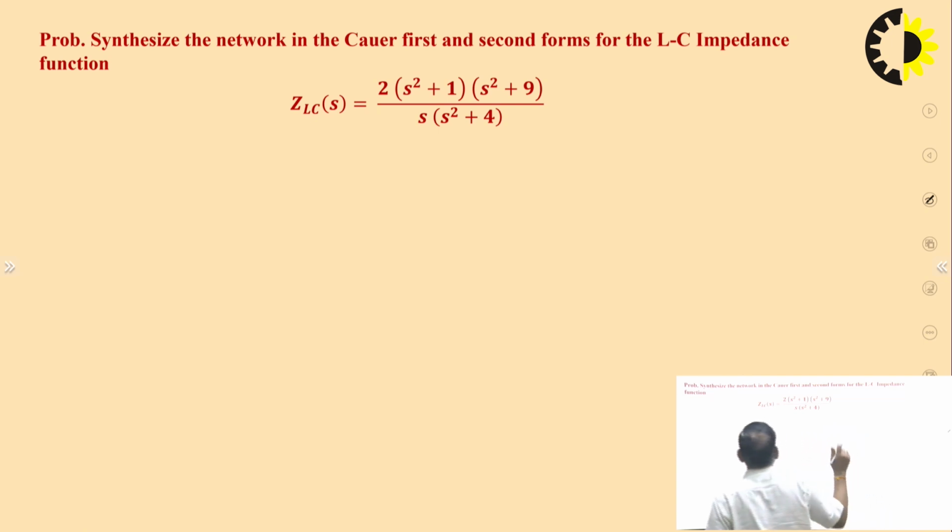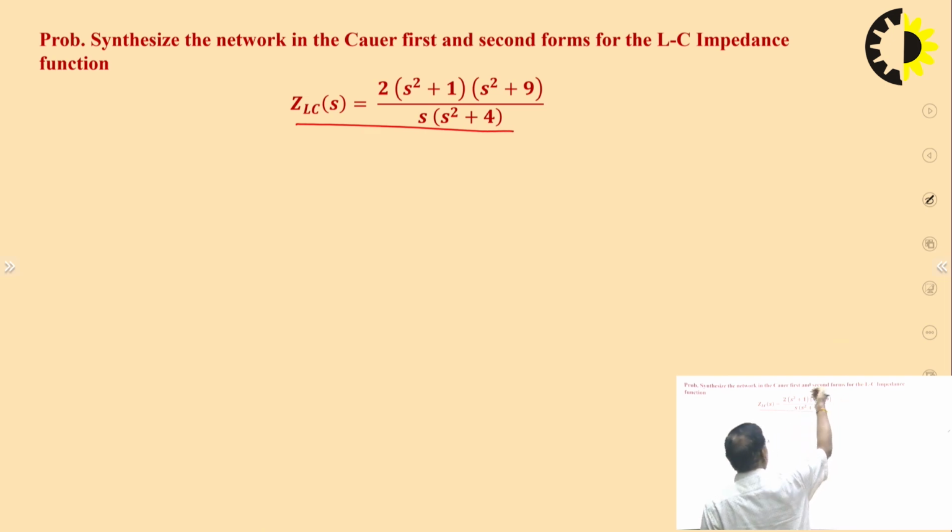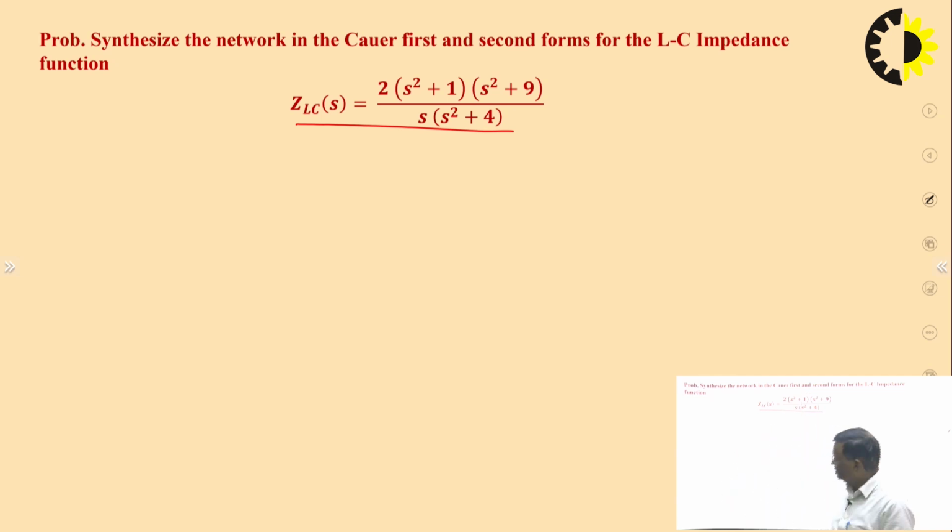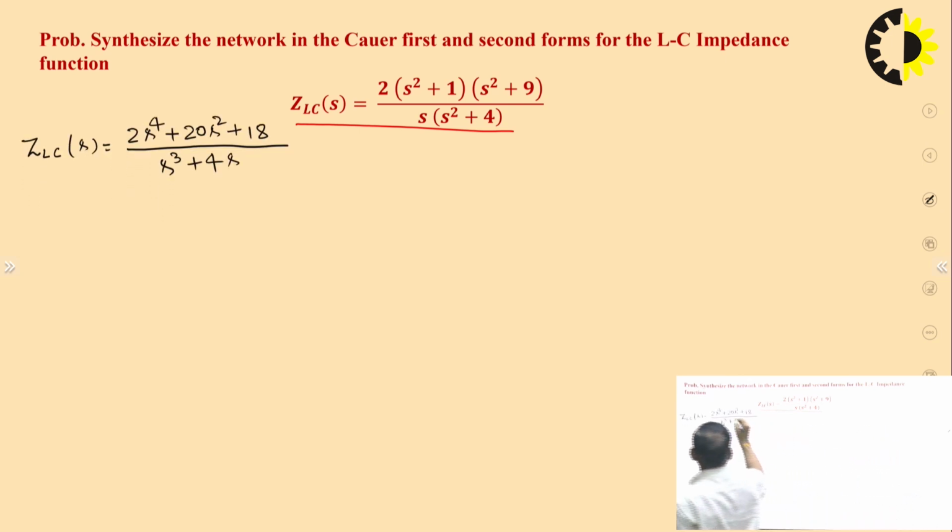So here the given problem is an impedance function, and we are required to first find the Cauer first and Cauer second forms. We can see that the degree of the numerator polynomial is 4 and the degree of the denominator polynomial is 3, so m minus 1 is equal to 1. For Cauer first, we just arrange the numerator and denominator polynomials in descending order. So here this is in descending order.